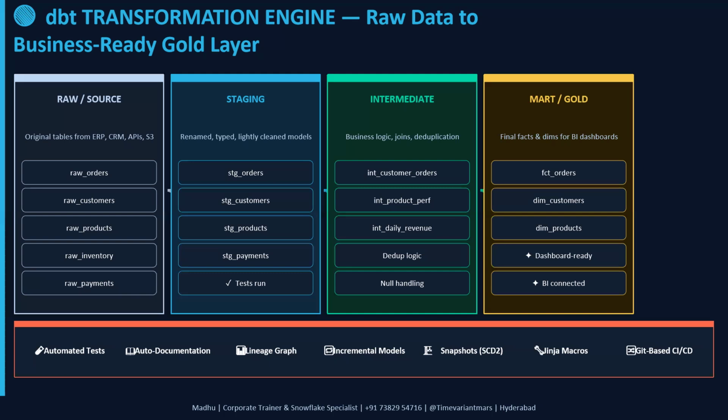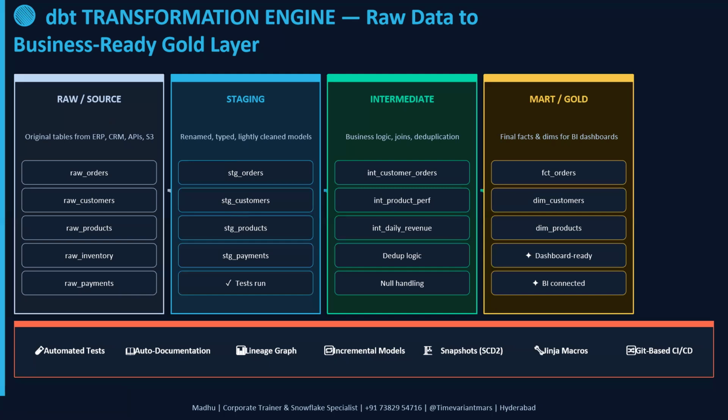Look at this diagram. You can see four layers from left to right: raw, staging, intermediate, and mart. Raw, you can say, is the source. This is exactly what came in from your source systems, your ERP tables, your CRM tables, your API feeds, and you do not touch the raw data. It is sacred. You only read from it, and never write to it.